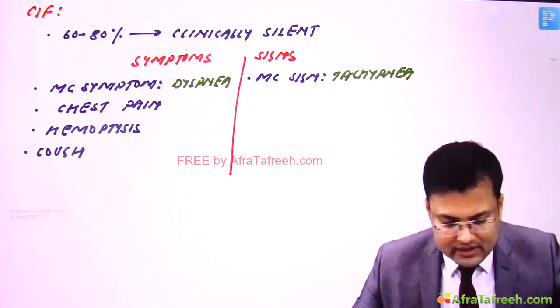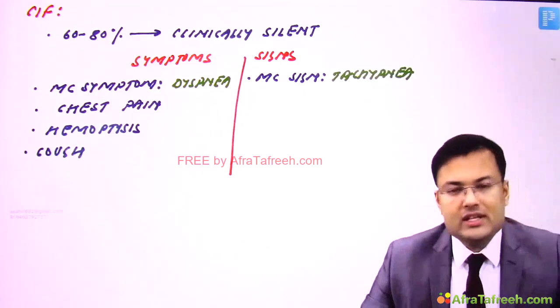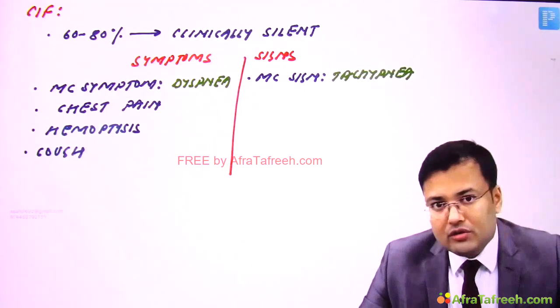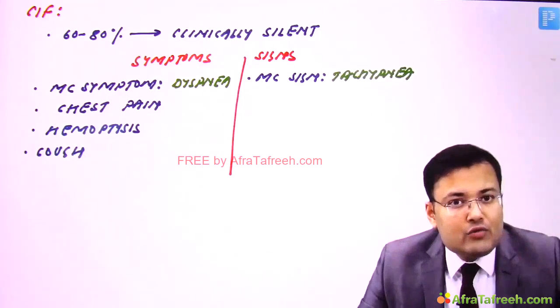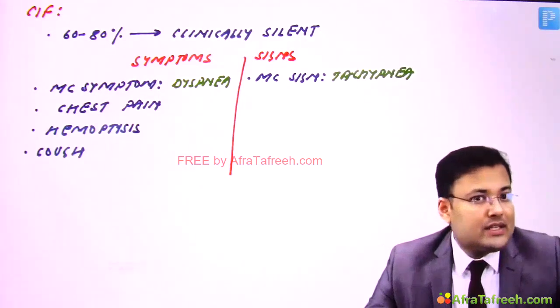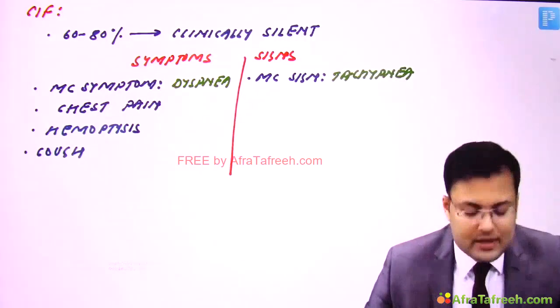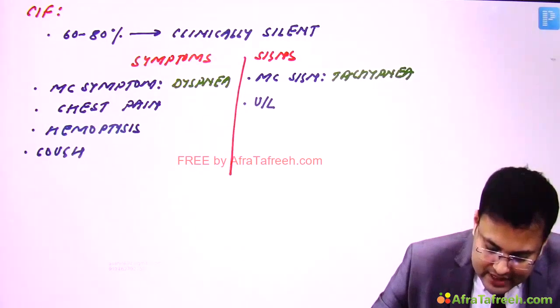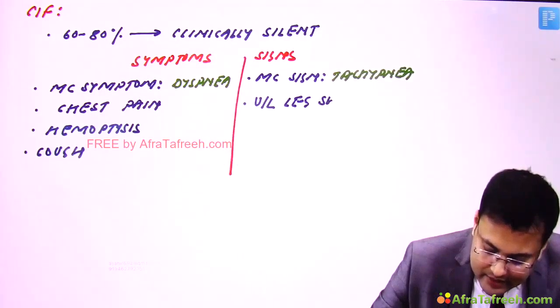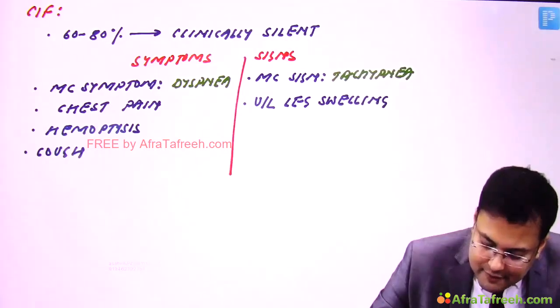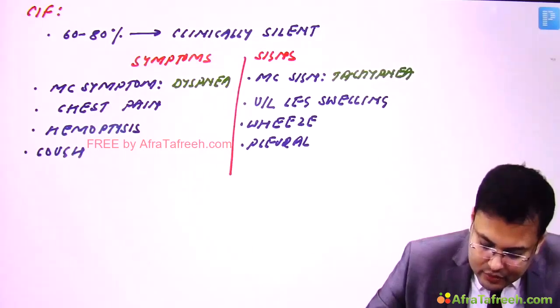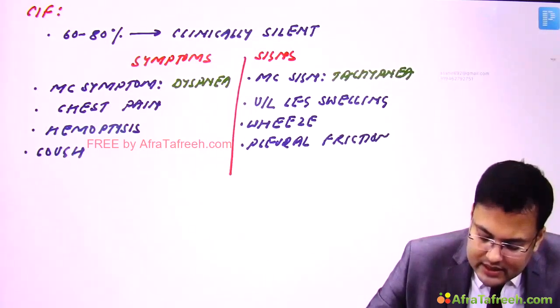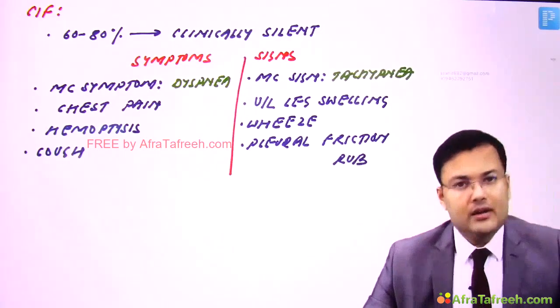Clear? Now coming to the signs. Apart from tachypnea, since the patient is also having deep venous thrombosis, you will notice that these patients have unilateral leg swelling. Apart from that, these patients have wheeze and pleural friction rub. So because of DVT, there is unilateral leg swelling. These patients have wheeze and pleural friction rub. Clear? So these are the signs and symptoms of pulmonary embolism.